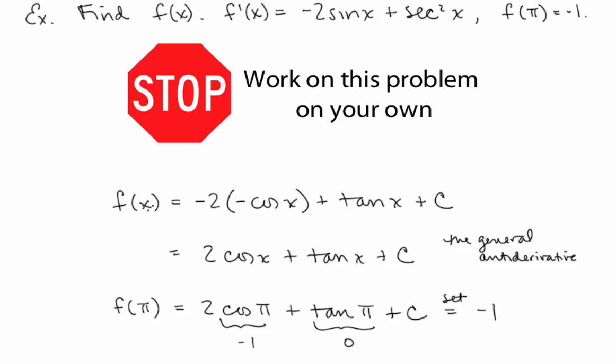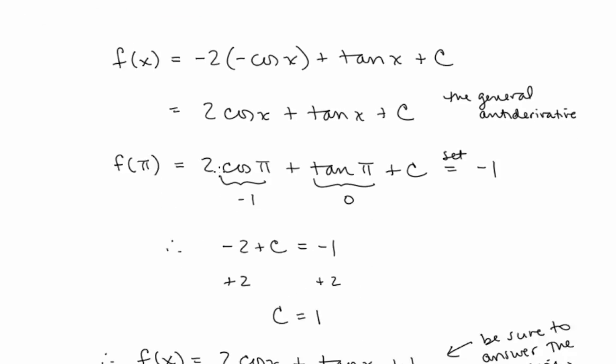So this is our function f of x. We plug in f of pi, and we set that equal to negative 1. We know that cosine of pi is negative 1, tan of pi is 0. So this says negative 2 plus c is equal to negative 1. And so that says c must equal 1.